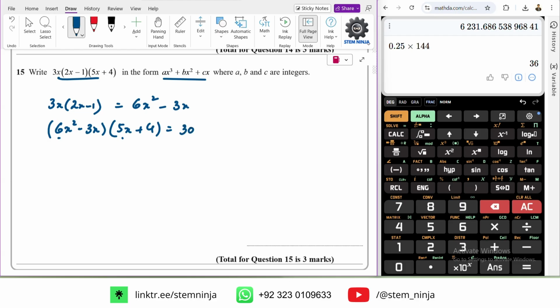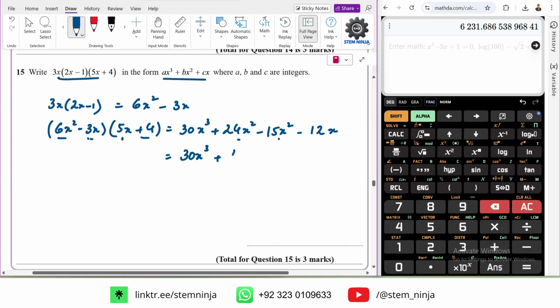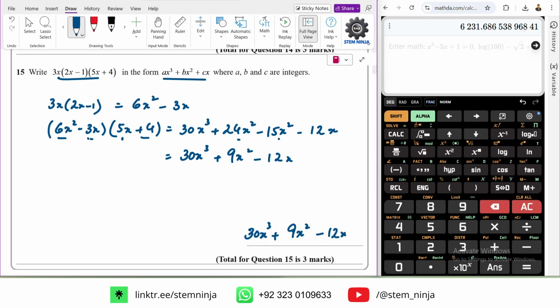6 times 5, 30, x cubed. 6 times 4, 24, x squared. Minus 3 times 5, 15, x squared, and minus 3 times 4, 12x. Okay, so you have 30x cubed, 24 minus 15, that is 9, x squared, minus 12x. So 30x cubed plus 9x squared minus 12x. That's your question number 15. Let's move on to 16.